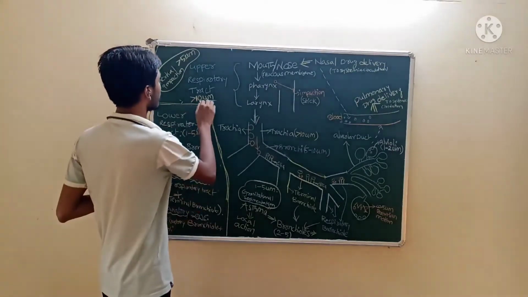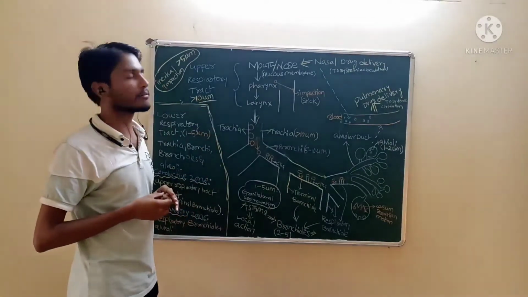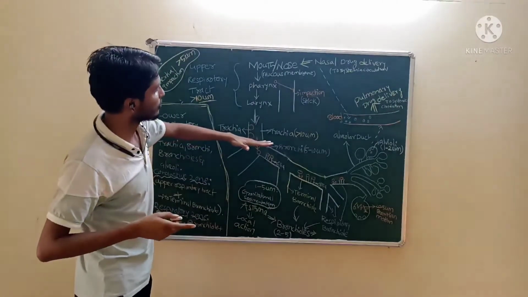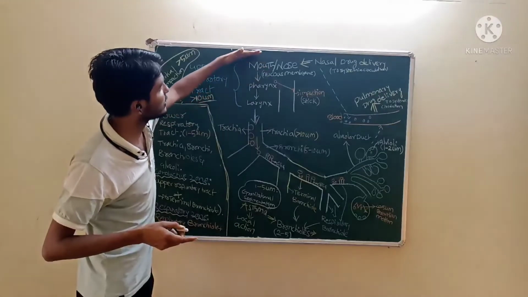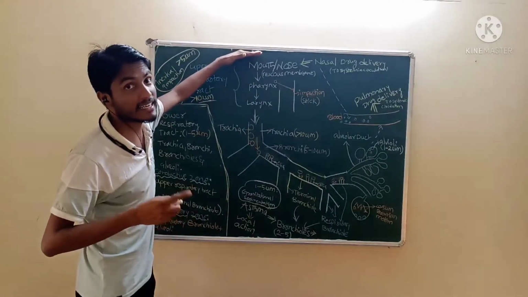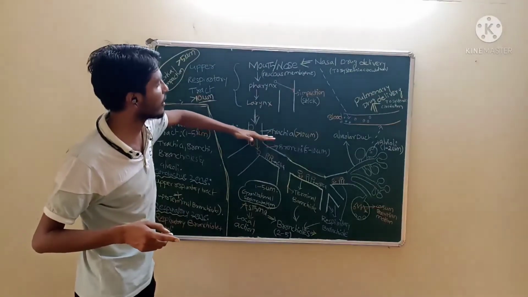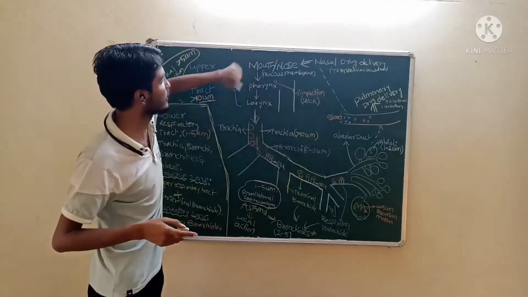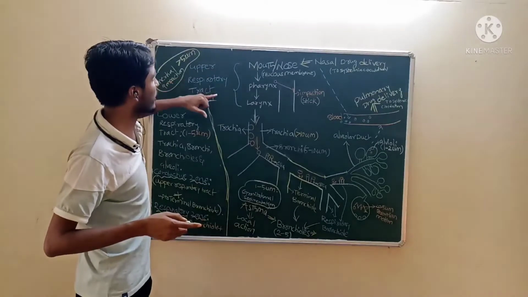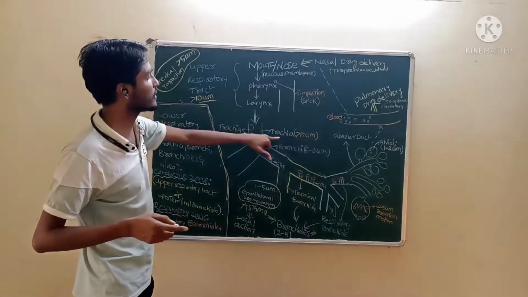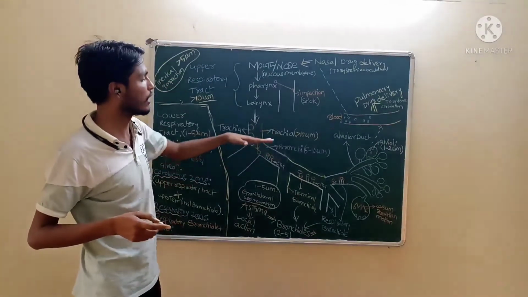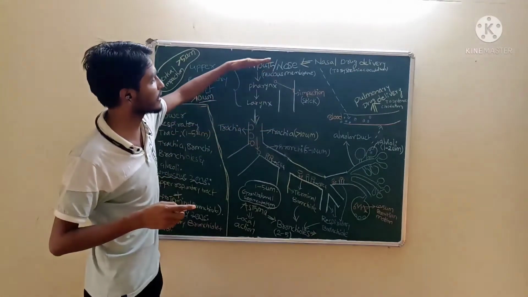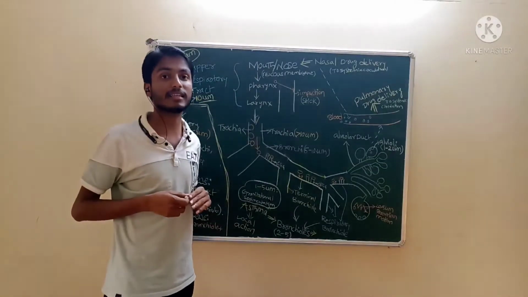See here, the particle size is greater than 10 micrometers. From the upper respiratory tract to the trachea, all the particles greater than 10 micrometers will settle in this region, the upper respiratory tract plus trachea, by inertial impaction.